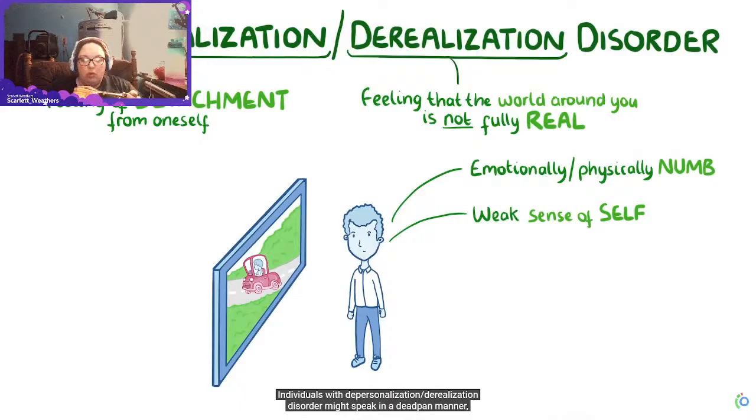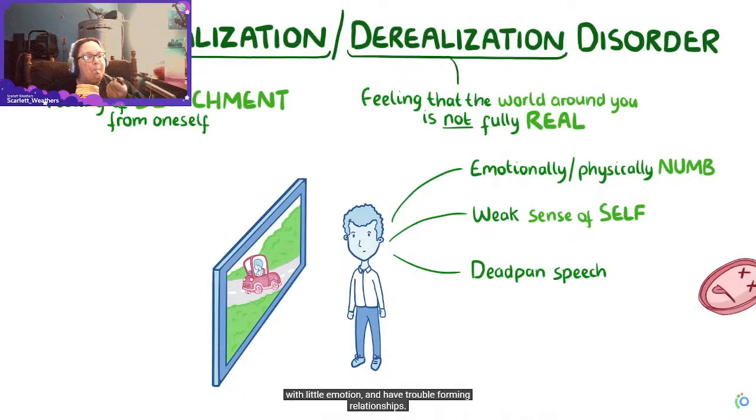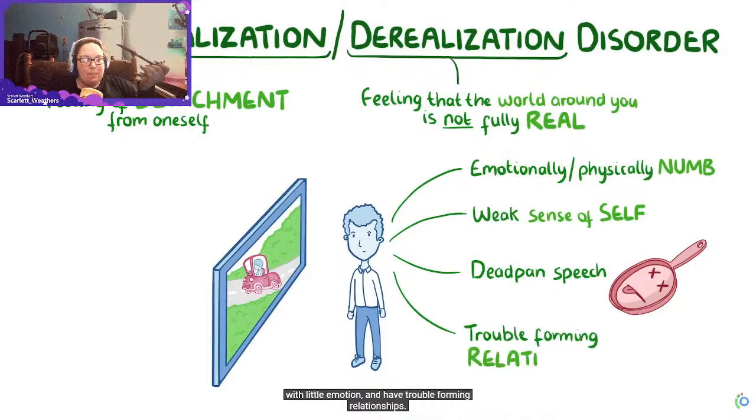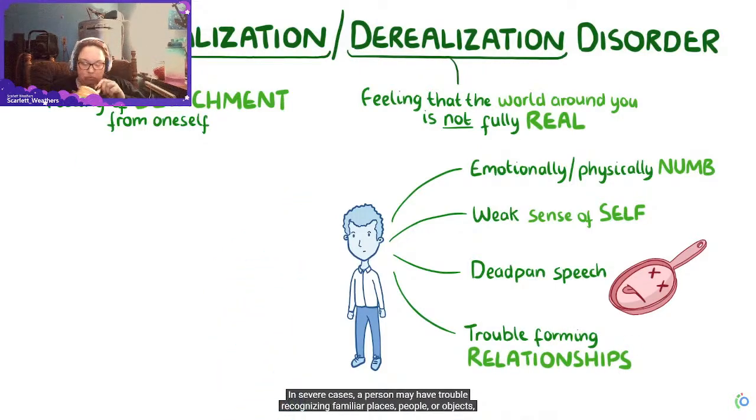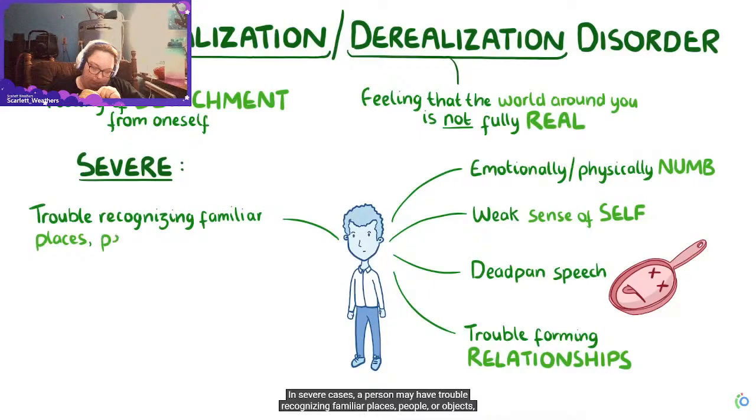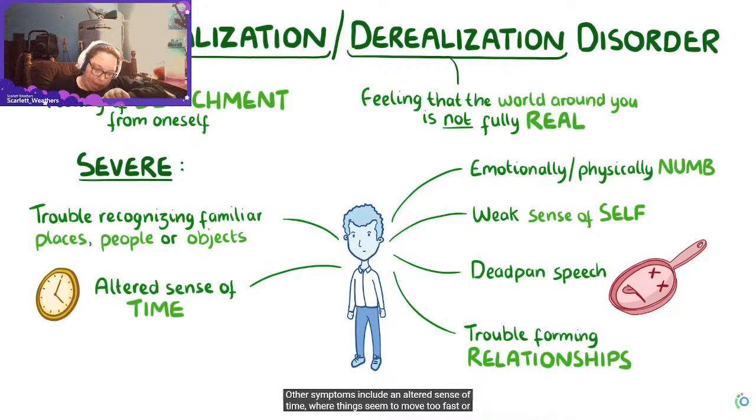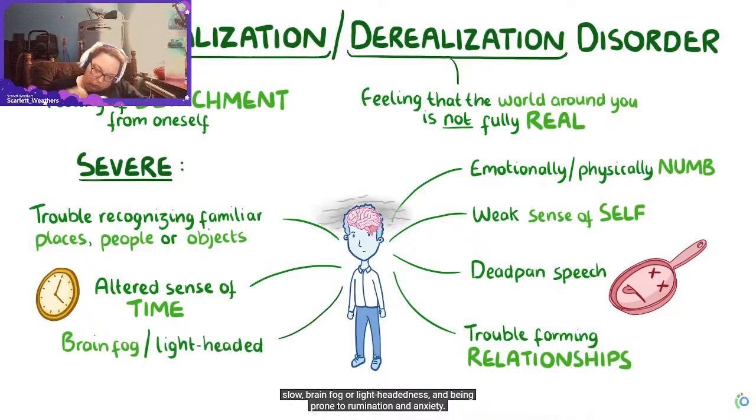Individuals with depersonalization-derealization disorder might speak in a deadpan manner with little emotion and have trouble forming relationships. In severe cases, a person may have trouble recognizing familiar places, people, or objects, and this can make it hard to learn new tasks. Other symptoms include an altered sense of time, where things seem to move too fast or slow, brain fog or lightheadedness, and being prone to rumination and anxiety.